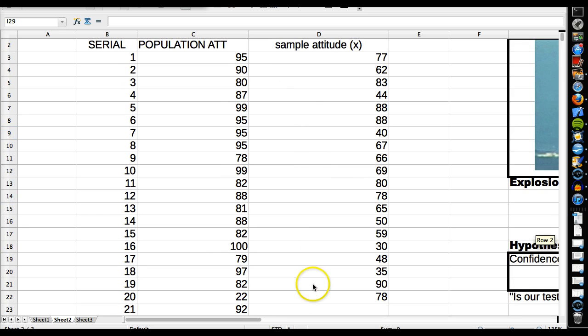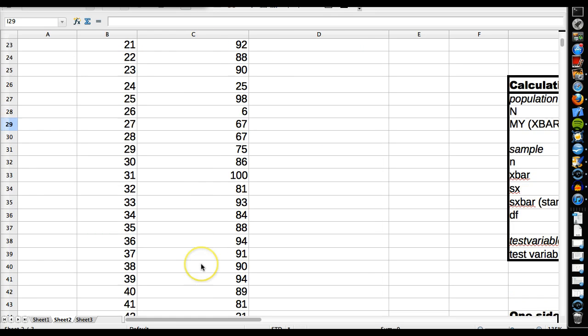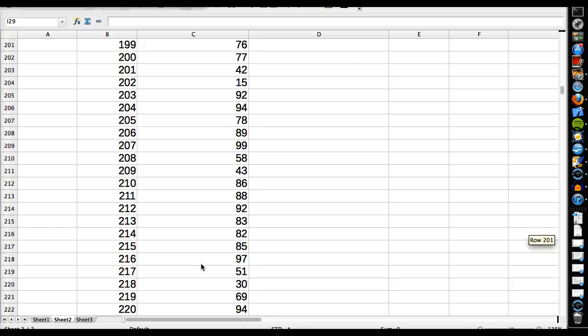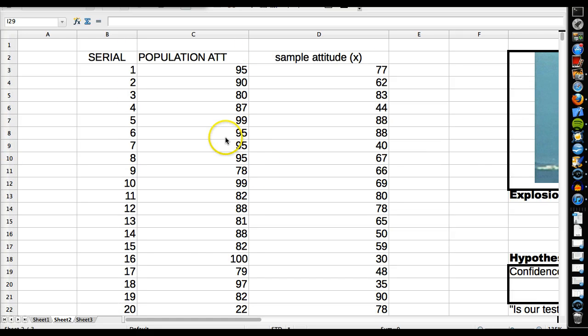We have a sample here. It seems pretty small, and we have a population. And this population, see how this is everyone living in a village, and this village is close to a nuclear power plant. This is their attitude towards nuclear power. So 100 is they really love nuclear power, 0 is they really hate nuclear power. So that's what we're measuring here.